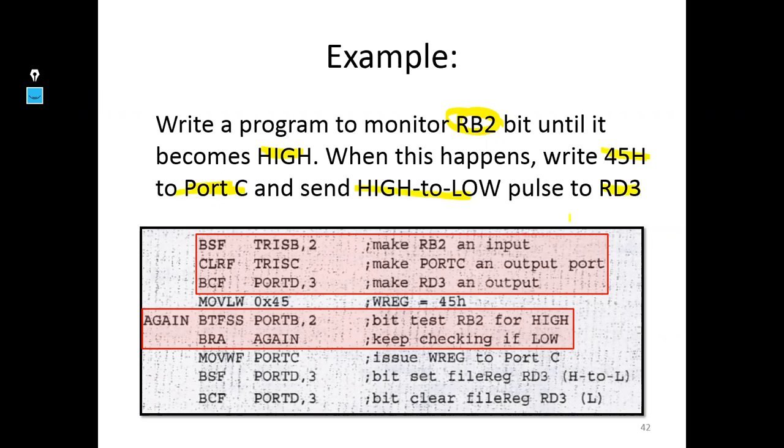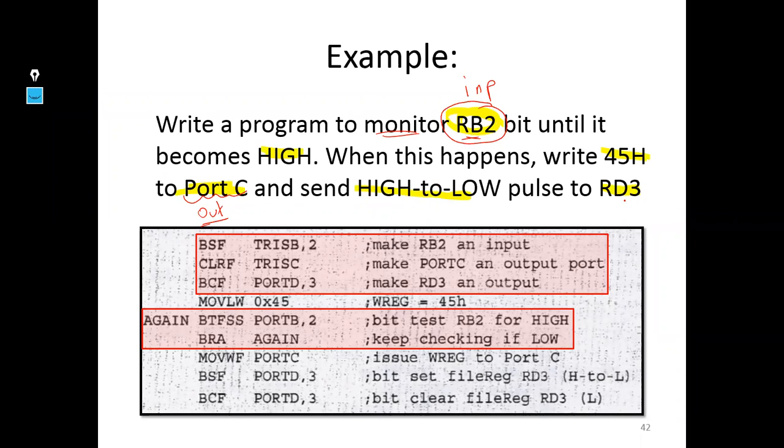So first of all, B2 should be input or output? We have to monitor B2, input. So yani this bit is input. So we have to keep testing the value of B2. So B2 should be input. Okay, so we have to write 45 to port C. Port C should be input or output? Output. Since you are writing to port C, port C will be output.